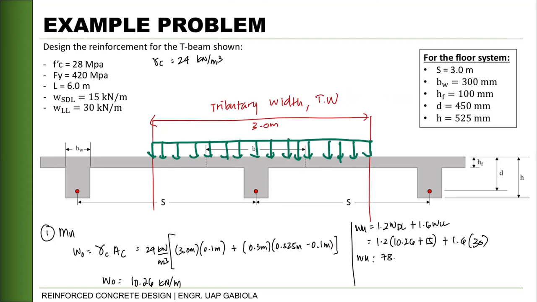We have 78.312 kilonewton per meter. So to get the moment, we assume simply supported, WL squared over 8. So we have 78.312 times 6.0 squared all over 8 is equals to 352.404 kilonewton meter. So this is our value of moment. Ito yung i-carry ng T-beam natin, and this is where our design will be based upon. Okay? Next.